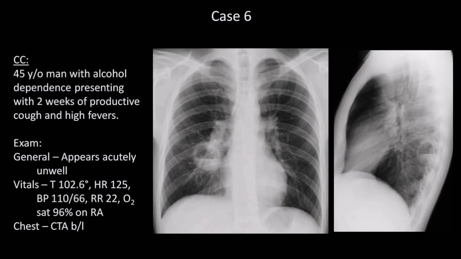Case 6. A 45-year-old man with alcohol dependence presents with 2 weeks of productive cough and high fevers. So on the PA film, there is clearly a mass-like lesion apparent with an air fluid level. And here it is on the lateral film. Before we decide what it is, let's decide where exactly it is.